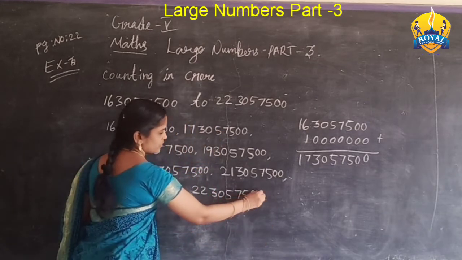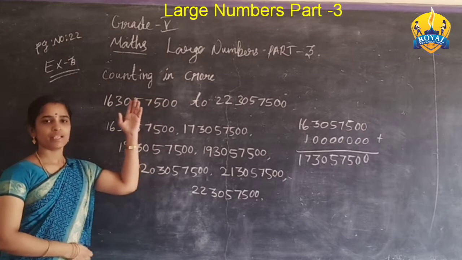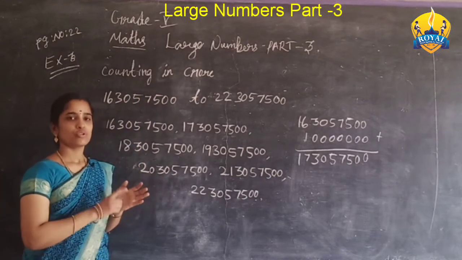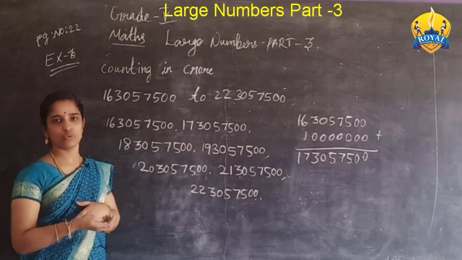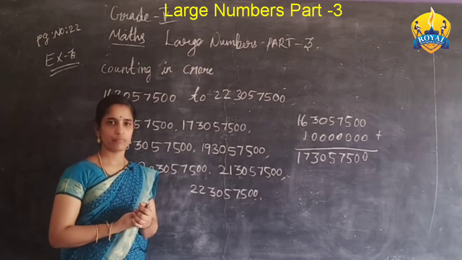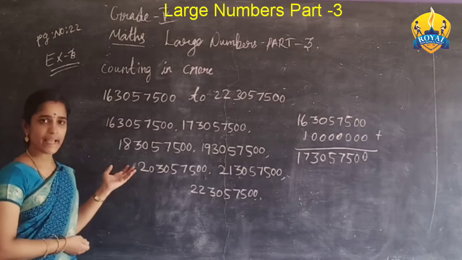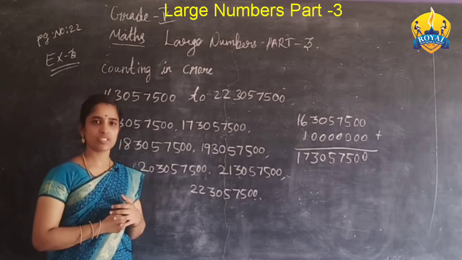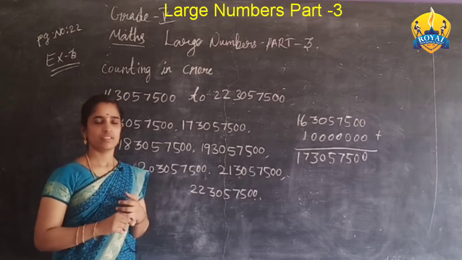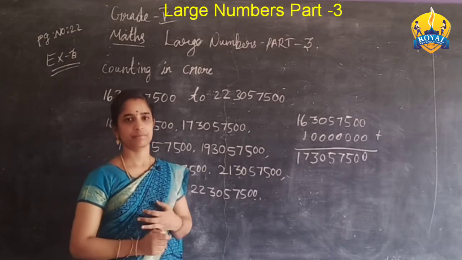Counting in crore means we add crore to the first number and to each next number. Counting in lakh means we add lakh. Counting in thousand means we add thousands. That's all.